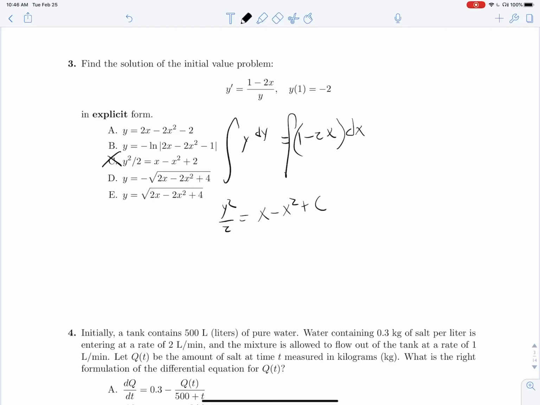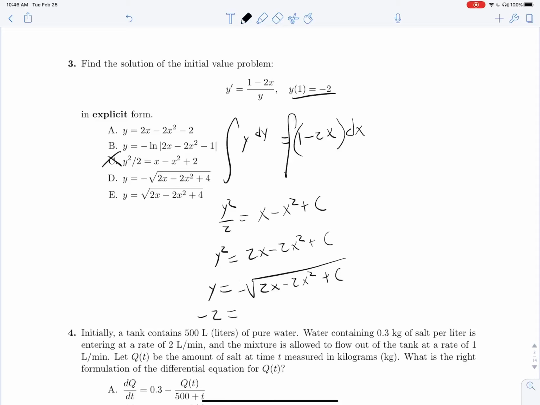So let's multiply everything by 2. y squared is equal to 2x minus 2x squared plus a different constant C, and then taking a square root, y is equal to plus or minus the square root of 2x minus 2x squared plus C. So now looking to our initial condition, in order for y of 1 to be negative 2, we're going to have to use the negative side of the square root.